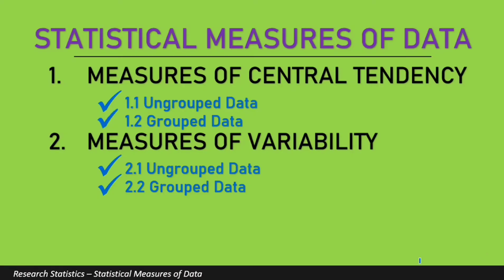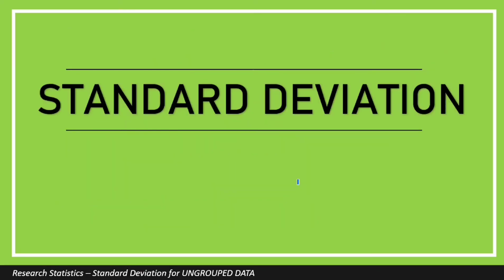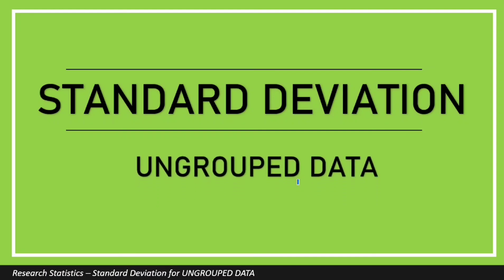We are done with the measures of central tendency, group and ungroup, and also with the measures of variability, ungroup, and the group data. We are now going to the standard deviation. Standard deviation and group data.